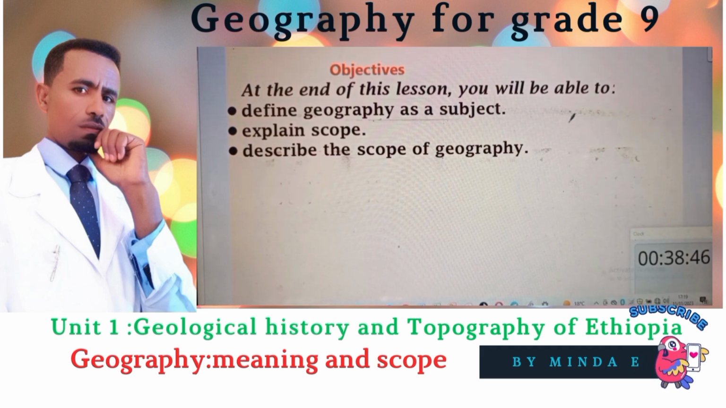Okay, we do have objectives for our today's lesson. Dear learners, at the end of this lesson, you will be able to define geography as a subject. You will be able to explain and also describe the scope of geography. By having this objective, let us start our discussion.